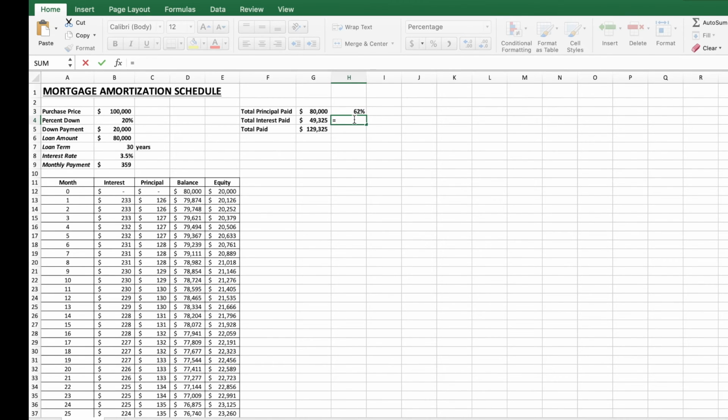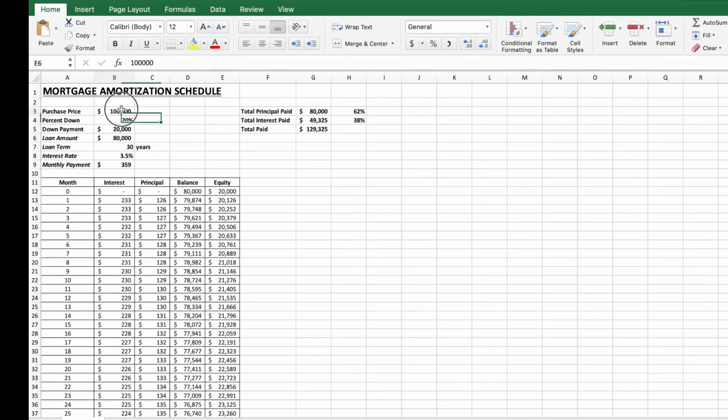Similarly, I want to know what percent I paid towards my interest. So I say equal, I click on my interest payments, I press divided by the total, and then it shows me the total percentage. So for this particular example, I paid 62% towards my principal and 38% was interest.